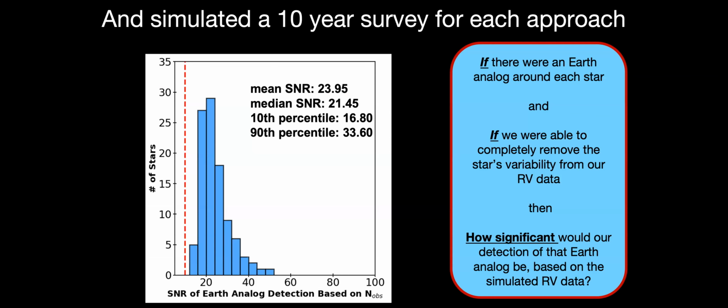And then we did a 10-year survey simulation for each approach, where we ran a decade of observations and then took the resulting RV data and said, if there were an Earth analog around each star, and if we were able to completely remove the star's variability from the RV data, then how significant would our detection of that Earth analog be based on the simulated data? And we find that for most of the architectures, for most of the stars, we can actually detect the Earth analog at a 10 sigma or better level, which is what we were aiming for.